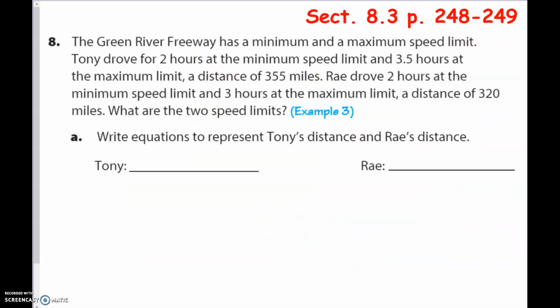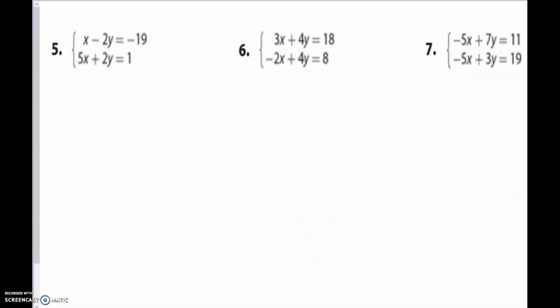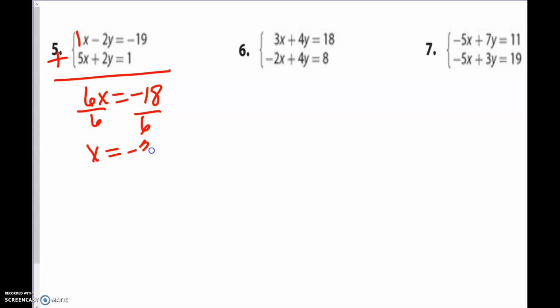All right, moving on. Number 5. Whoops, I'm missing some problems here. Here we go. Number 5. We can add these right on up. So 1x plus 5x is 6x. My y's cancel out, and I get a negative 18. Divide by 6, and x is negative 3.